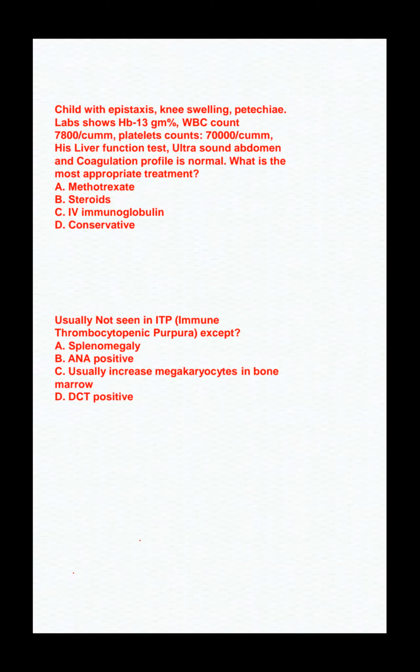Ma'am, I think it might be C, megakaryocytes. We can see that in ITP, right? Yes, ma'am. But splenomegaly is not present in ITP. ANA is not positive in ITP. DCT is not positive in ITP, ma'am. But megakaryocytes we can see in ITP. Excellent. Thank you.